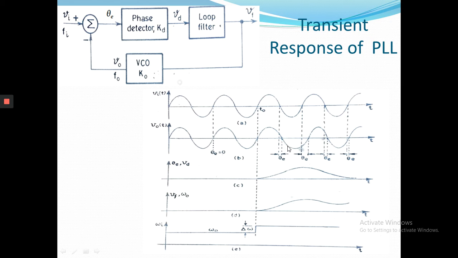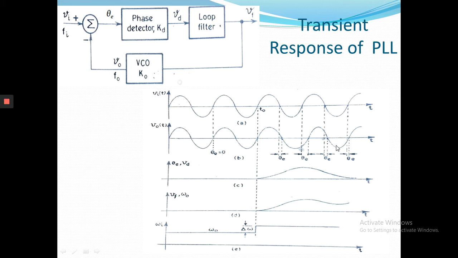So the phase shift will be going on increasing. This is the error phase shift between the input and VCO frequency, going on increasing. So this difference voltage also will be going on increasing, so the feedback voltage will be increasing. Since the feedback voltage increases, the VCO output frequency will be increasing. So this VCO frequency will be increasing.